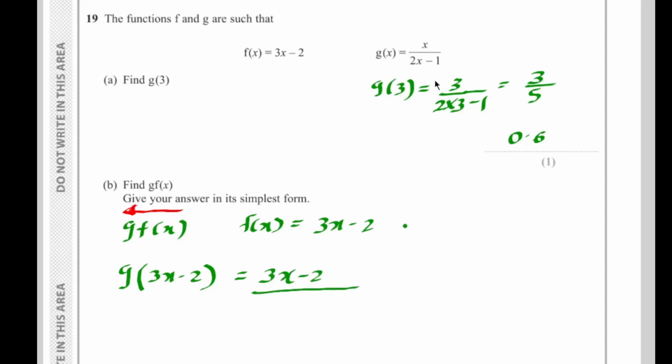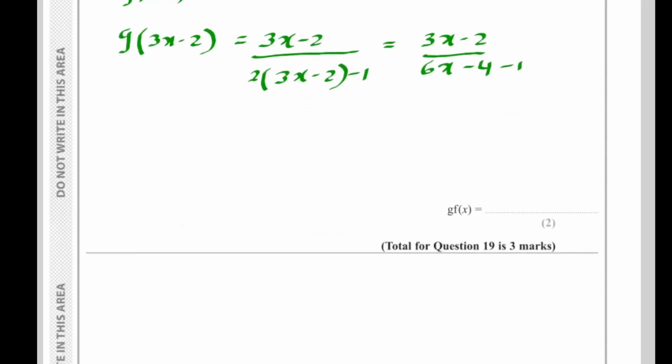over, instead of 2x, now 2 times, we do not write x, we write 3x minus 2, minus 1. Let's simplify. 3x minus 2 over 2 times 3, 6x, 2 into 2, 4, minus 4 minus 1. Then we are getting the answer 3x minus 2 over 6x minus 5.